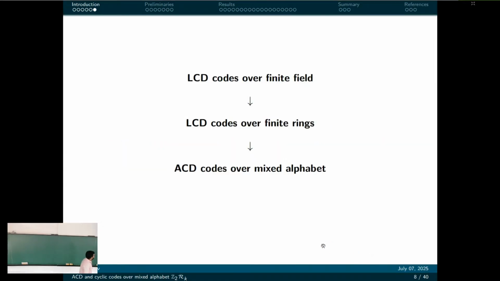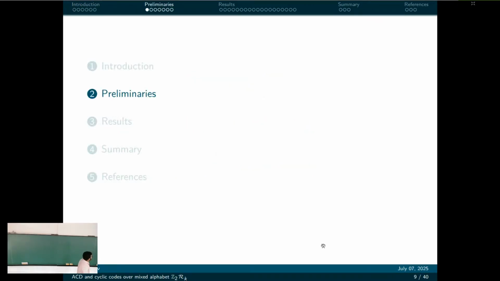Over time, LCD codes were first studied over finite fields, then they were studied over finite rings, and then they were generalized to ACD codes over the mixed alphabet. Then we have the preliminaries.